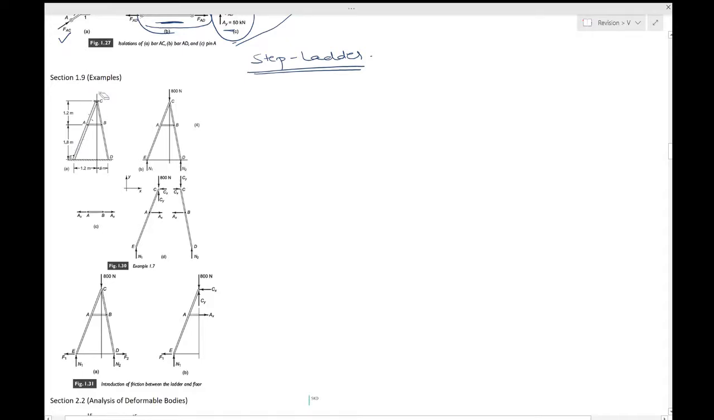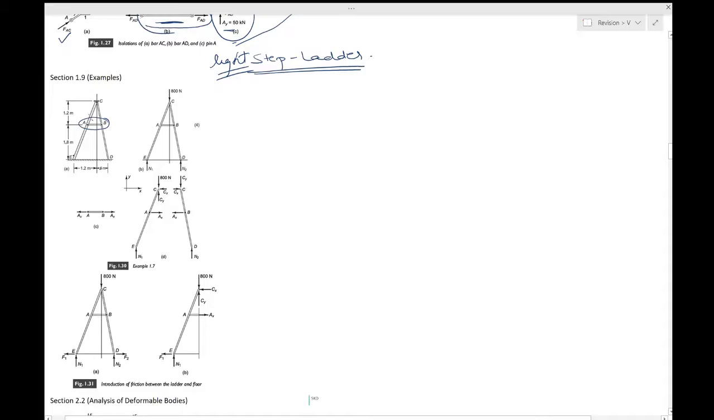So you have a light step ladder. I should write the language as given: light step ladder. You wish to now estimate the force on the link AB, when a man of 800 newtons, roughly about 80 kilograms, stands on the top of this ladder.